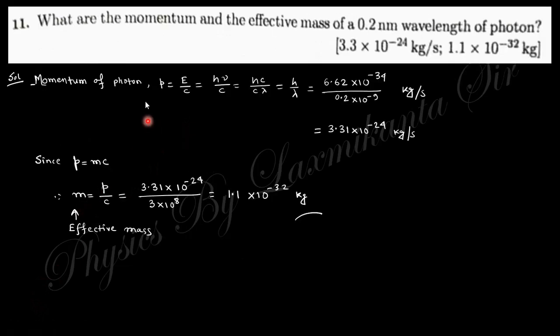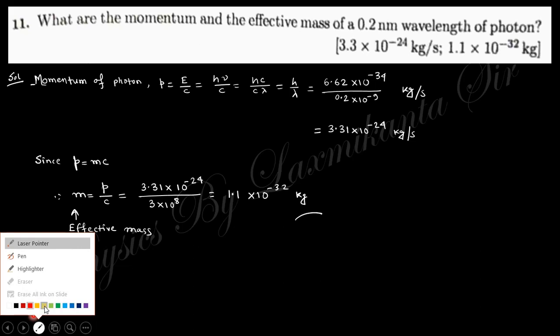Next question. What are the momentum and the effective mass of a photon of 0.2 nanometer wavelength? So this is the wavelength of the photon. You need to find out momentum and effective mass. What is momentum? Momentum is E by c, or you can directly write it from the de Broglie wavelength, that is P equals h by lambda. From the de Broglie hypothesis, the linear momentum is equal to h by lambda. Lambda is the wavelength associated with the waves.